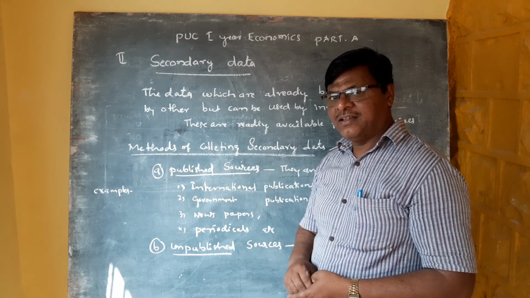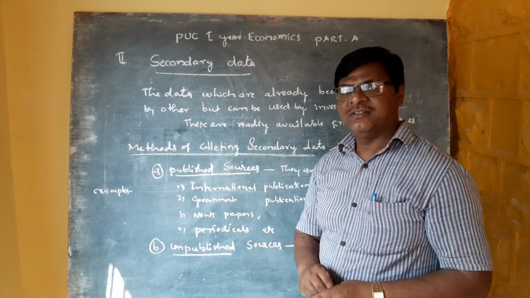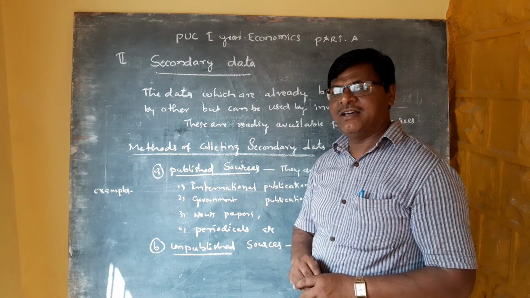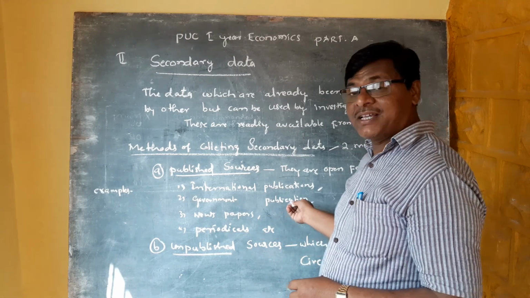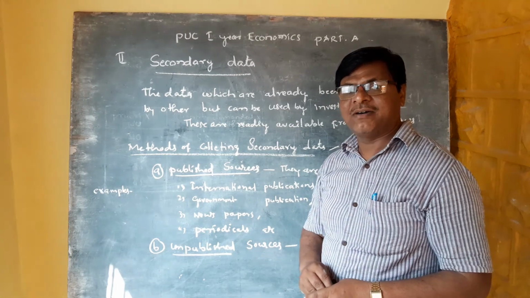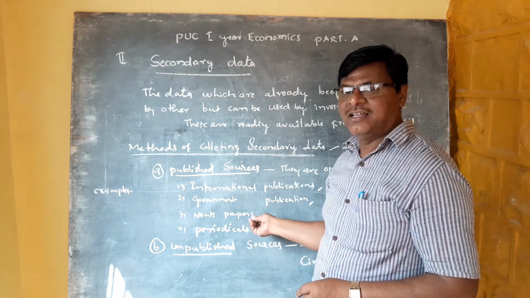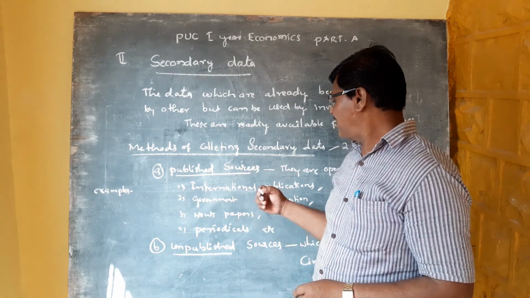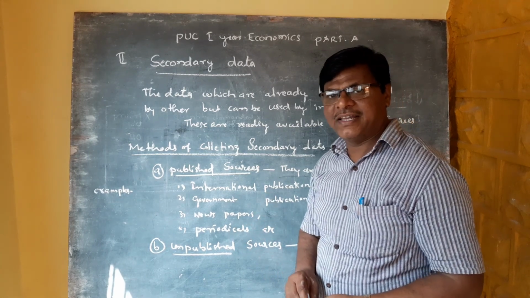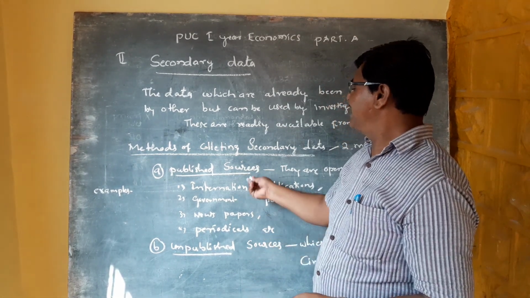Every day you hear of international publications, and there are a number of them you see every day, and government publications and newspapers. Newspapers in Kannada, Marathi, English, Hindi, Gujarati, you are already seeing and reading every newspaper, and there are a number of periodicals, weekly, monthly and many others. These are called the published sources.